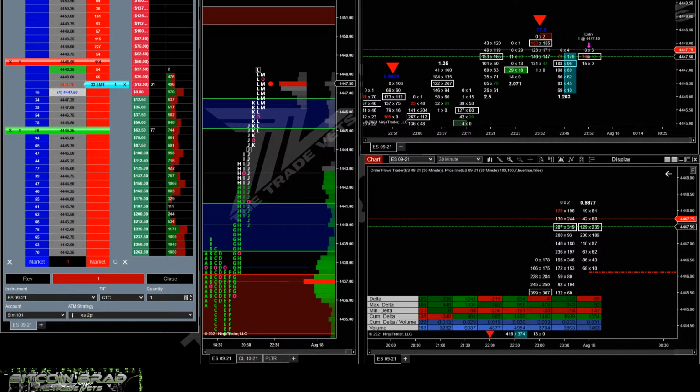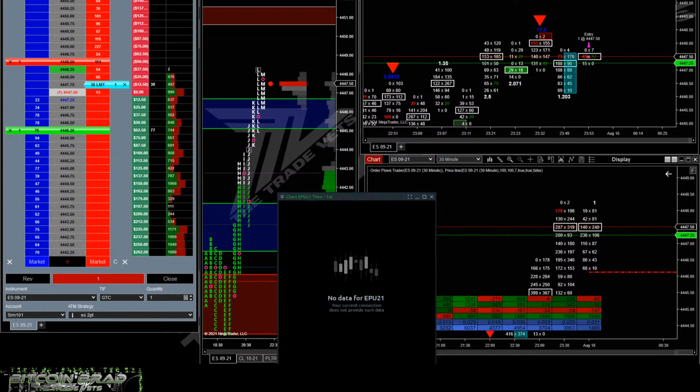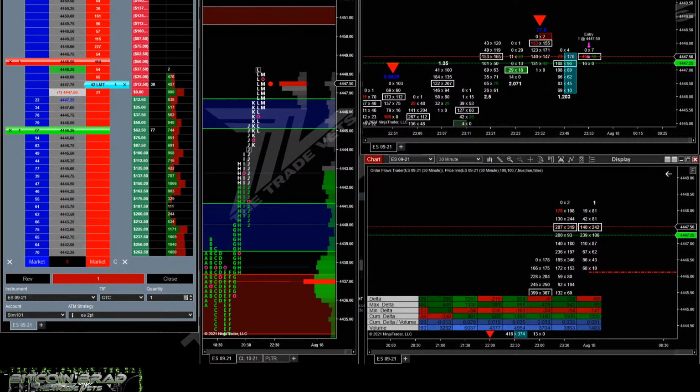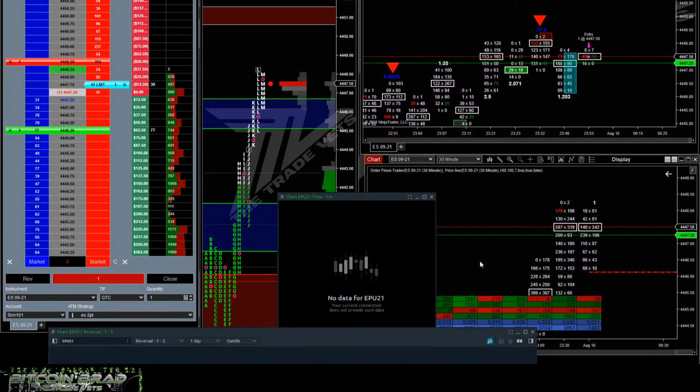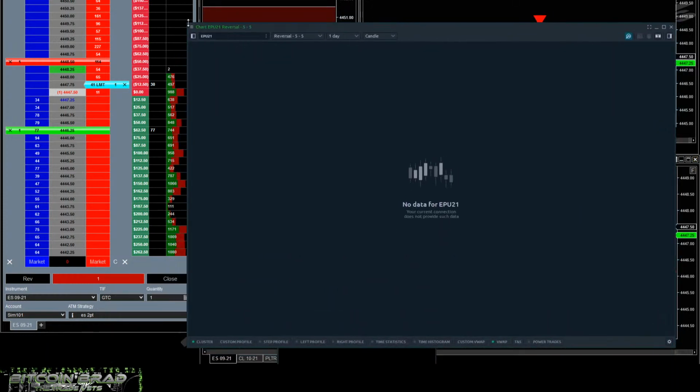Yeah, it's just super slow after hours. And you can't do, I guess you can do the reversals. Just let it connect. But here's Quant Tower.